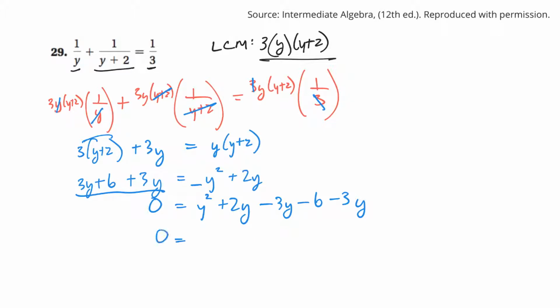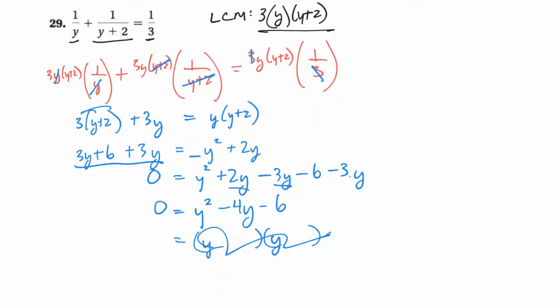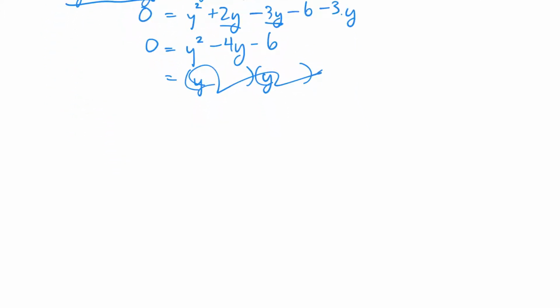So collecting like terms on the right, I'd get y squared. 2y minus 3y would be a minus 1y, minus another 3 would be minus 4y, and minus 6. Okay, so two numbers that multiply together to give negative 6 and add to negative 4. Yeah, not happening. No. Alright, that's okay. I have other tools. So I can't factor that, so I'll go right into the formula.